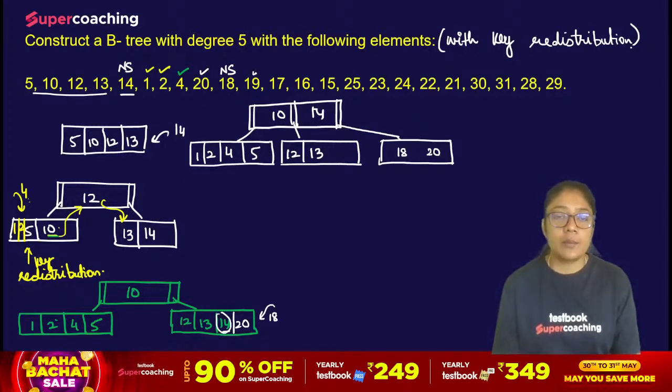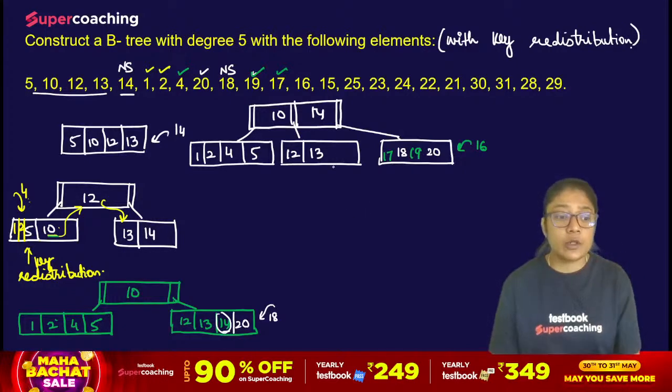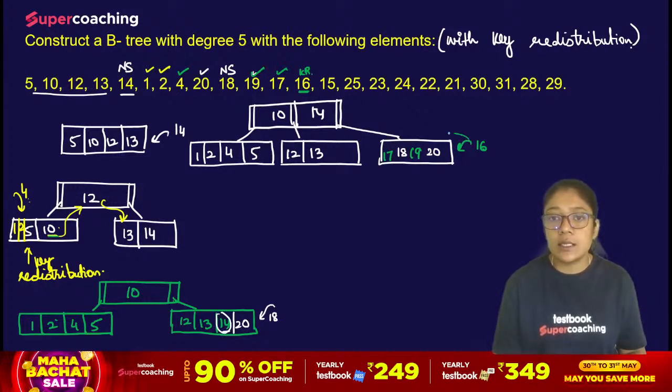Next element that is coming up is 19. So let's then insert the 19 on the right of 14. 19 in the ascending order. Next one is 17. 17 in the ascending order. Next one is 16. So with 16, this is a case of overflow. So it's asking for the help from its sibling. Sibling is having 2 slots available. So instead of going for node splitting, we will be going for key redistribution. कौन सा element जाएगा? 16, 17, 18, 19. So 16 will go up. This 16 will go up and 14 will come down.